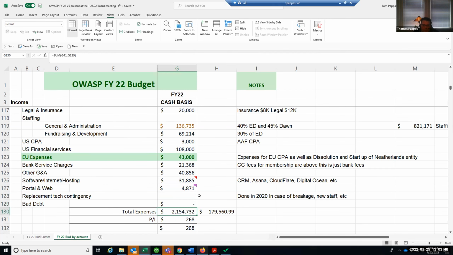So that leaves us with expenses of about $2,154,000, and leaves us with a $268 net income, or basically break even for the year. Now, as we said, we estimated a $100,000 loss for last year and did much better than that. So our hope and our goal is to increase this positive number when we are sitting here a year from now. So with that, that's the 2022 budget. I'll take any questions anybody has.